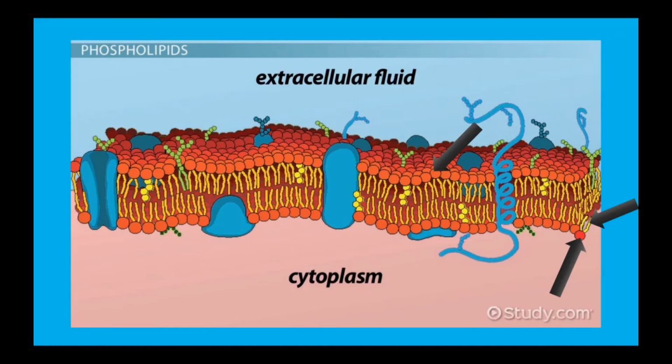So the hydrophobic tails of the phospholipids are a part of the phospholipid bilayer. The hydrophobic means water fearing. This means that the hydrophobic tails will align themselves to each other so that the tails won't touch any water.